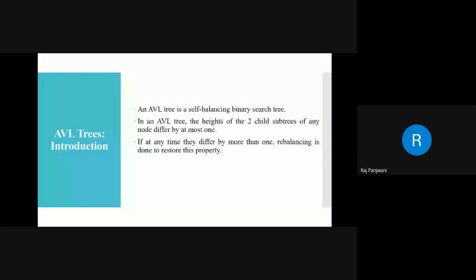And that's why they are known as height balance trees also. If at any time they differ by more than 1, then you need to rebalance to restore the height balancing property. Got it? Everyone till here with me?